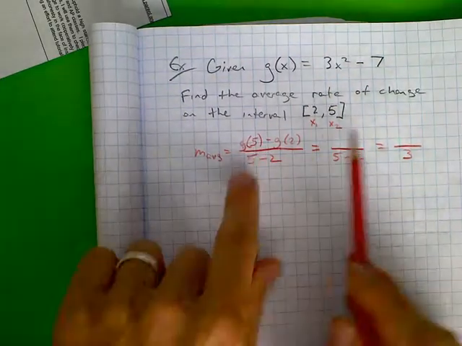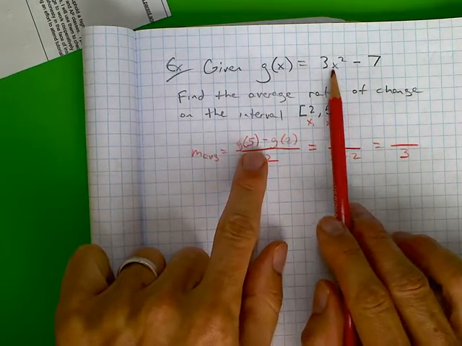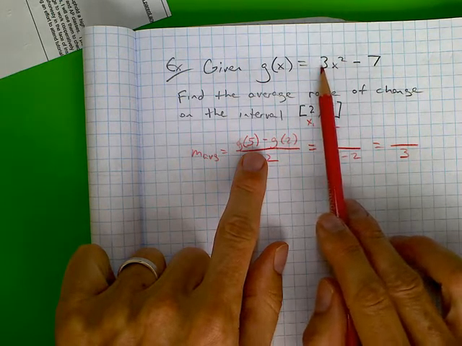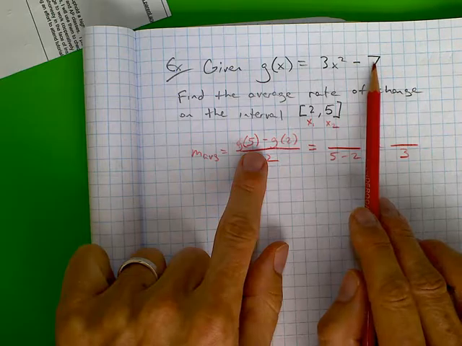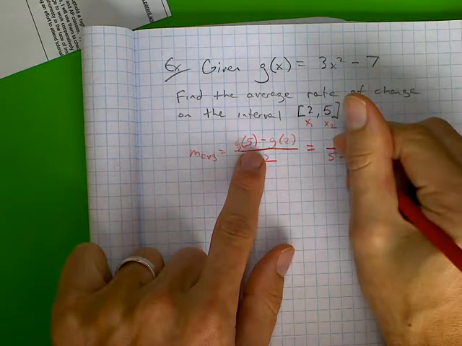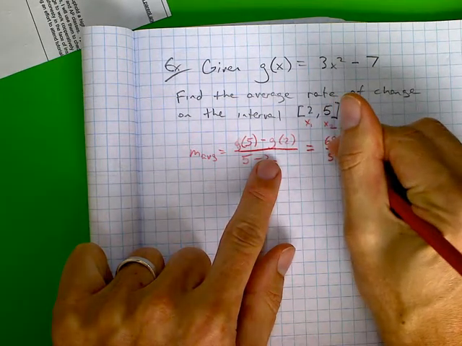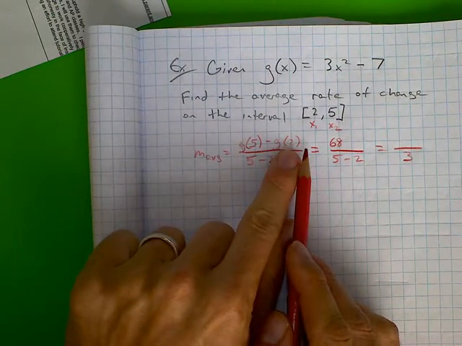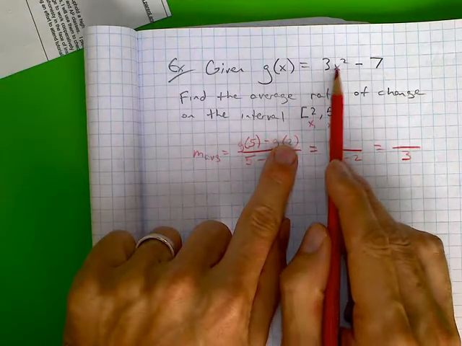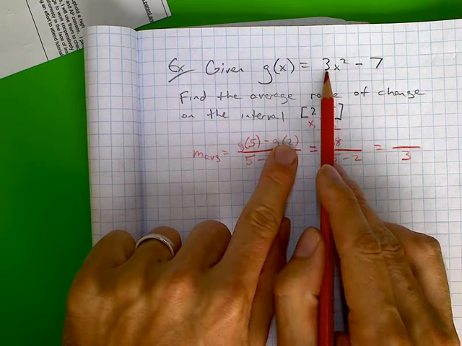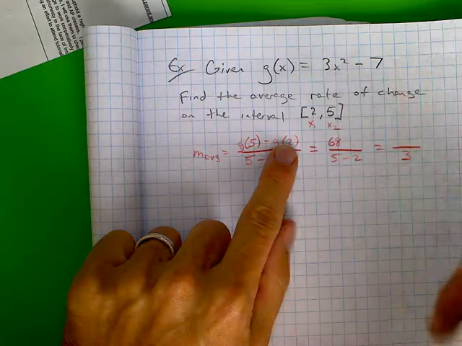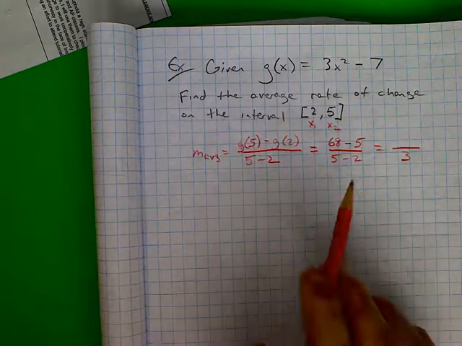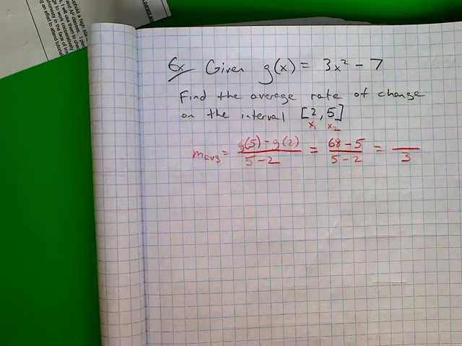So let's try to do g of 5, and don't grab your calculator, you don't need it. What's 5 squared? And 25 times 3? Yeah, 75, and then subtract 7 from that. Okay, so g of 5 would be 68. And let's try the same thing for g of 2. So I'm going to plug in 2. What's 2 squared? And 4 times 3, 12 minus 7 is 5. So my two y values are 68 and 5.